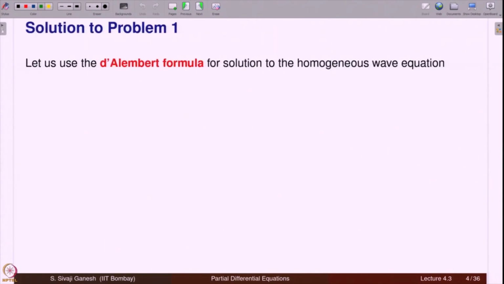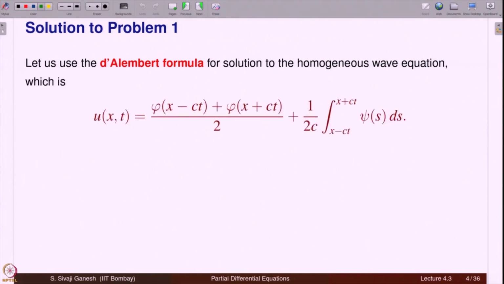So, let us use the D'Alembert formula for the solution to the homogeneous wave equation, which is this: u(x, t) equal to the arithmetic mean of phi at these points x minus ct and x plus ct, and then we take the mean of psi on the interval x minus ct, x plus ct, times 1 by 2c. Okay, not exactly the mean, it is t times the mean anyway. So, this is the D'Alembert formula.